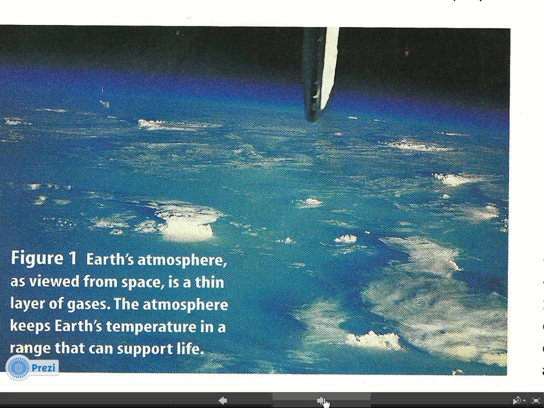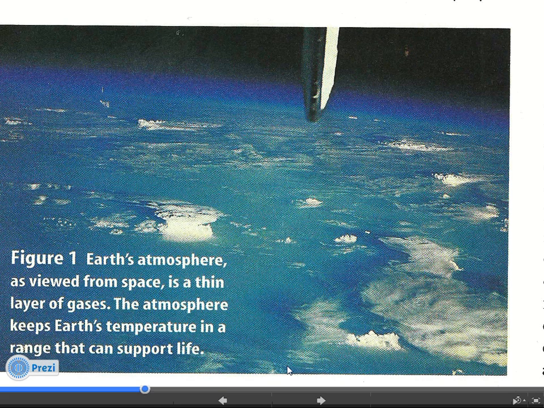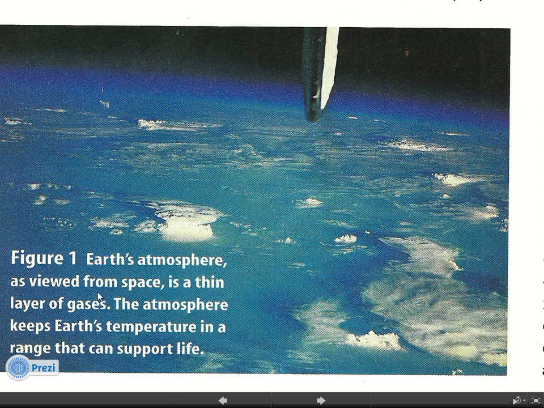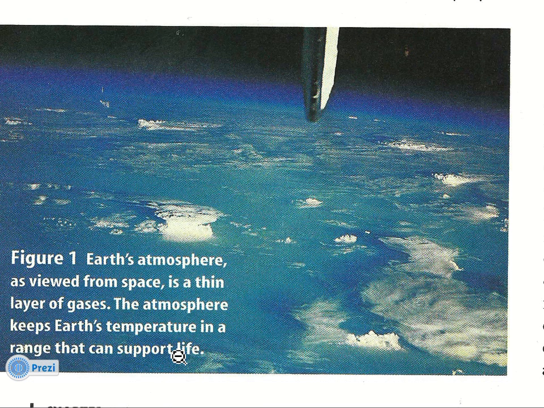Okay, now let's take a look at the picture so we have an idea of what we're going to be reading about. This is figure 1 at the bottom of page 8. It says Earth's atmosphere, as viewed from space, is a thin layer of gases. The atmosphere keeps Earth's temperature in a range that can support life. Now think about what would happen if we didn't have the atmosphere.